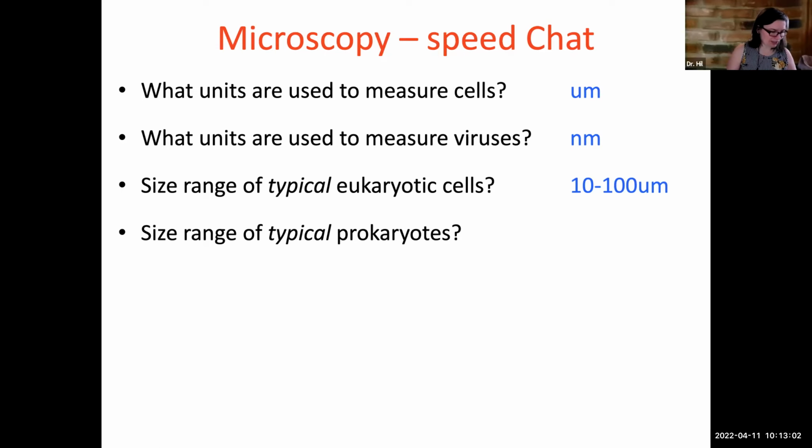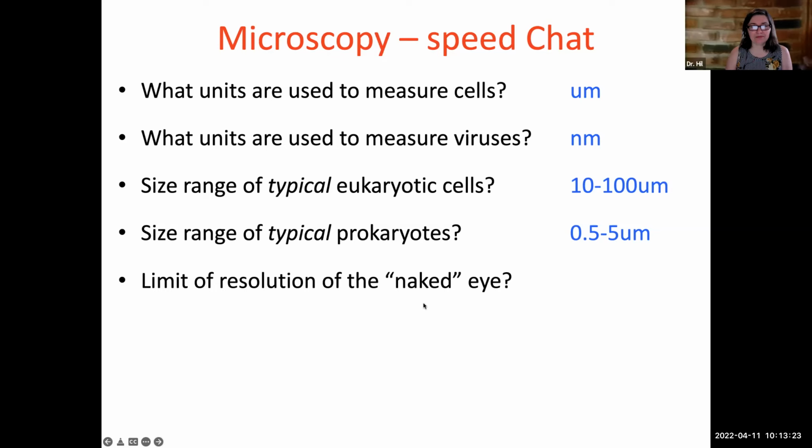What about prokaryotic cells? How big are they? Yeah. Typical size range is they can be skinny, maybe a half a micrometer, and they can be a little bit long, maybe up to 5. Around the 1 micrometer range is also a good way to remember it.